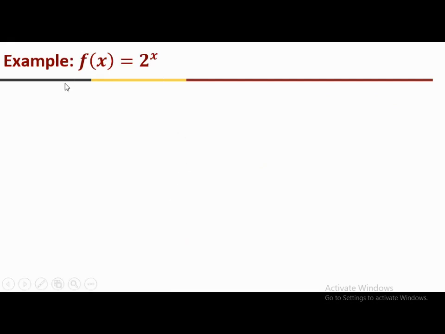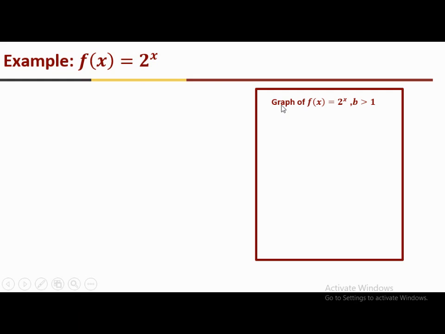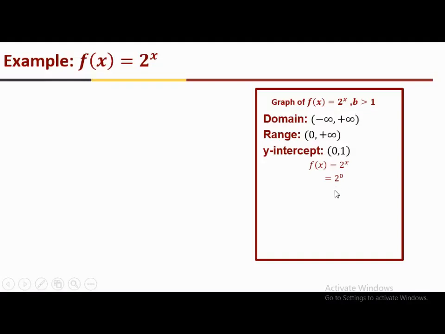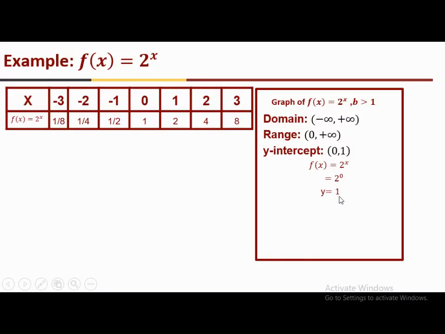So let's have an example of the form that we visualized a while ago. So for example, we have here function f, which is equal to 2 to the power of x. So we need to find its domain. So, ang domain nito, kahit anong values ng x, ang answer natin is just the set of all real numbers. Yung range natin is from 0 to positive infinity. Yung y-intercept, kung ang x equals to 0, ang nangyari ay ang y natin, which is equal to 1.